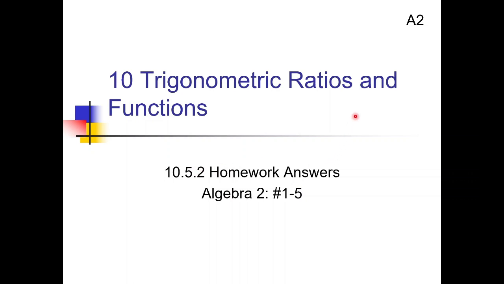Mr. Sutton here, bringing you the Algebra 2 10.5 Part 2 homework solutions on graphing the other trigonometric functions. In this one, we are focusing on secant and cosecant.